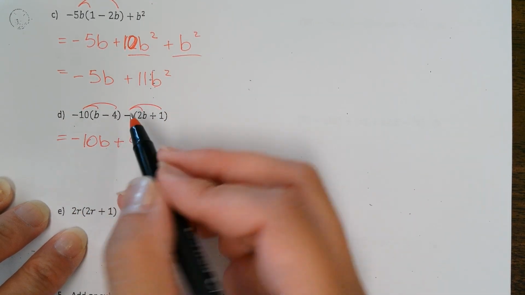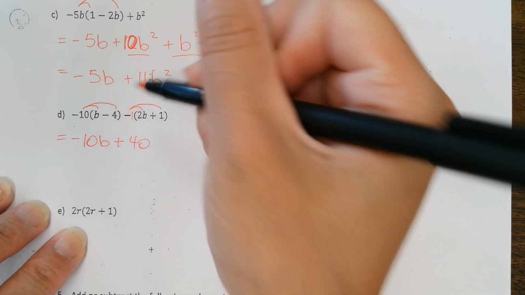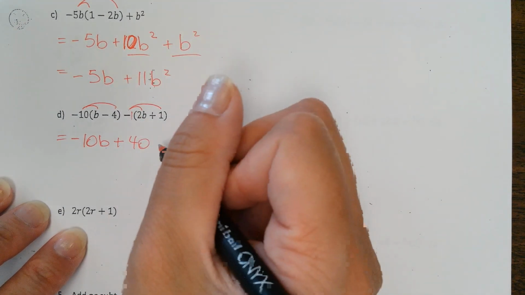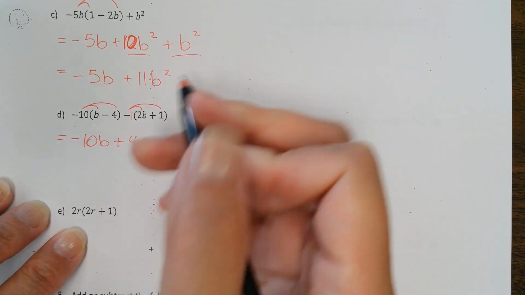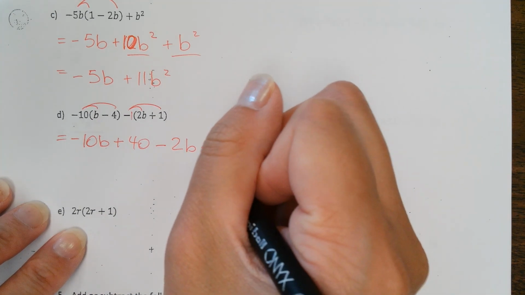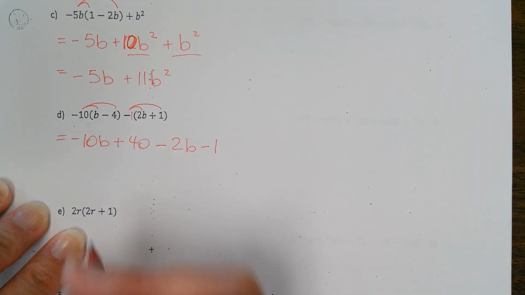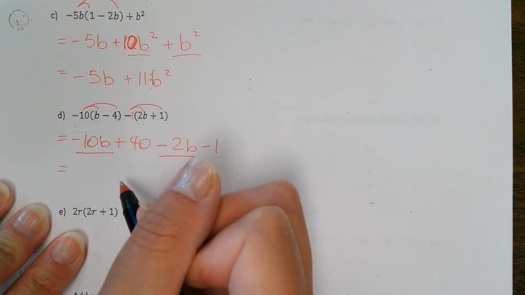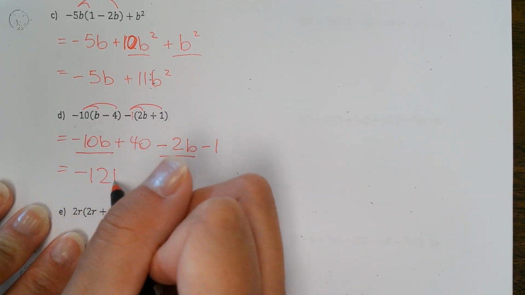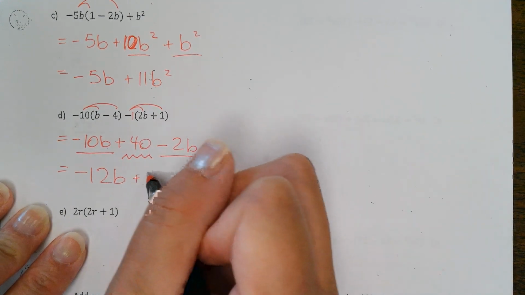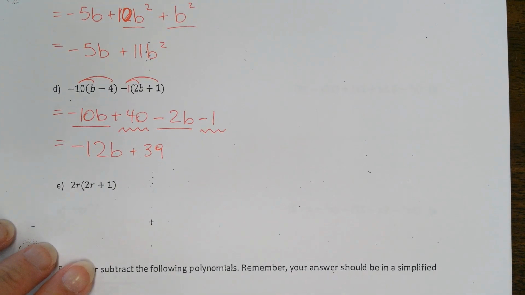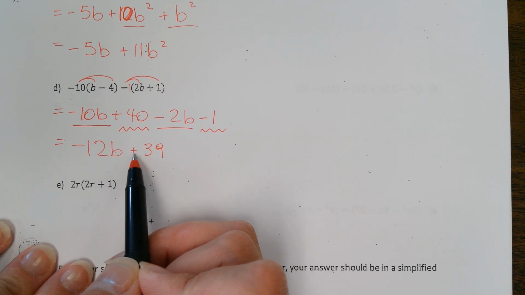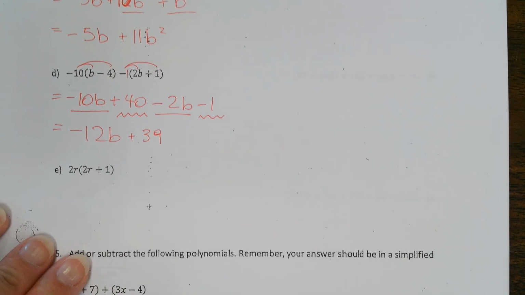Negative, you can think of it as like negative 1. So negative 1 times 2b is negative 2b. And then negative 1 times 1, you get negative 1. Okay? So when you combine the like terms, you have negative 12b. And then the 40 and the 1, you get plus 39. Remember to connect each of the terms with a plus or minus sign, depending if it's positive or negative.